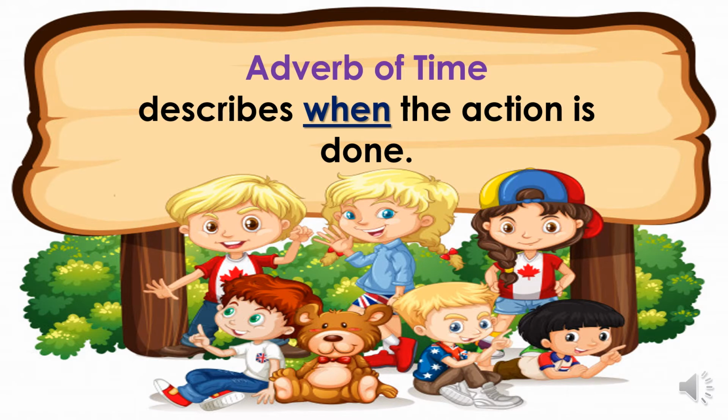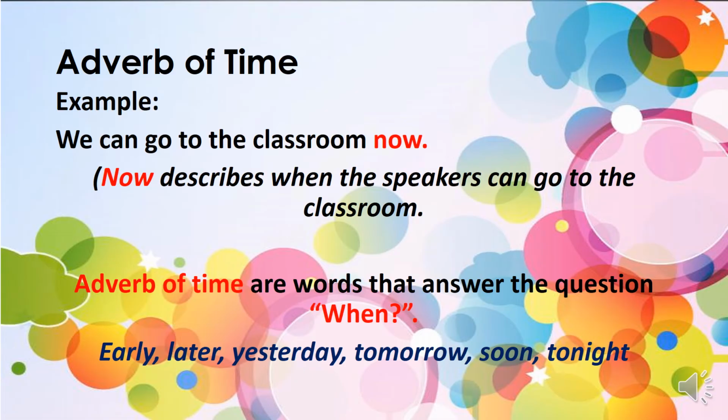First, let's have the adverb of time. It describes when the action is done. Example, we can go to the classroom now. The word now describes when the speakers can go to the classroom. Adverbs of time are words that answer the question when. Early, later, yesterday, tomorrow, soon, and tonight are examples of adverbs of time.